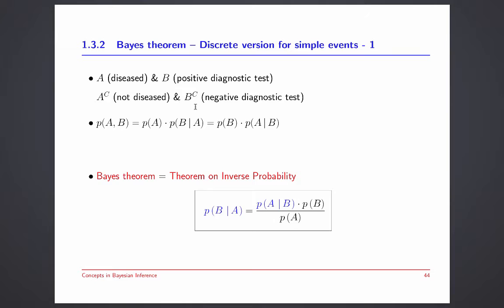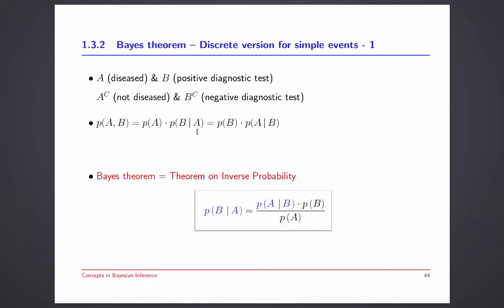Bayes' theorem then describes the relationship between the probability that A occurs and the probability that B occurs. And it's based on the property that the probability of A and B together can be written as a product of the marginal probability of observing A multiplied with the probability of observing B if we know A, so the conditional probability of B given A.